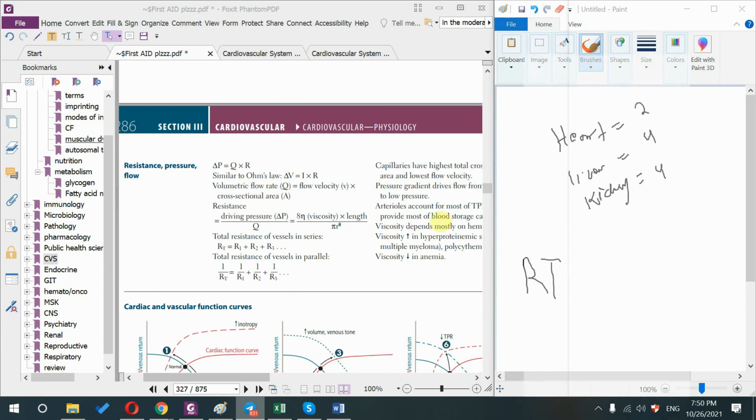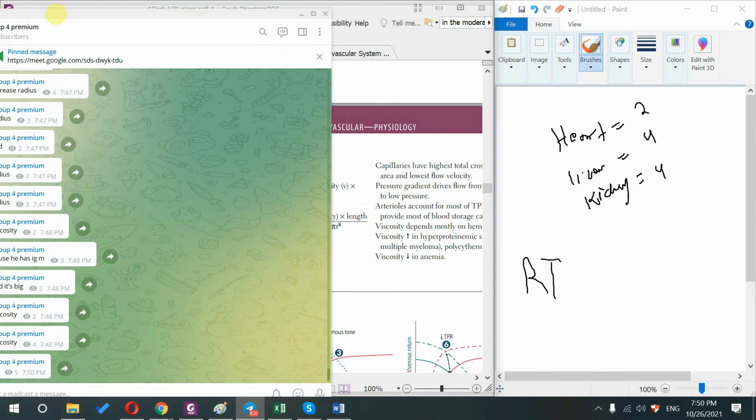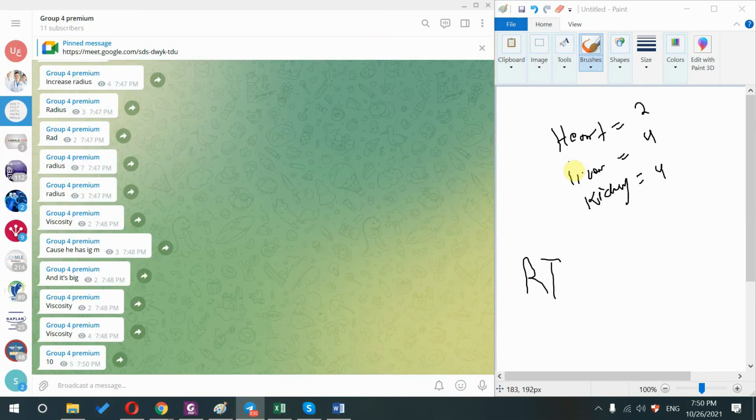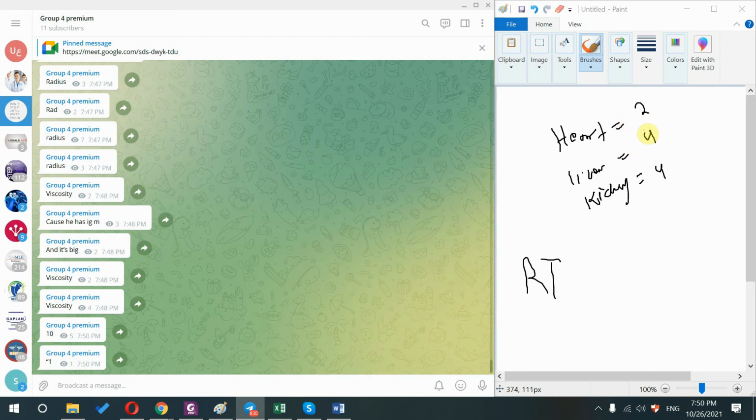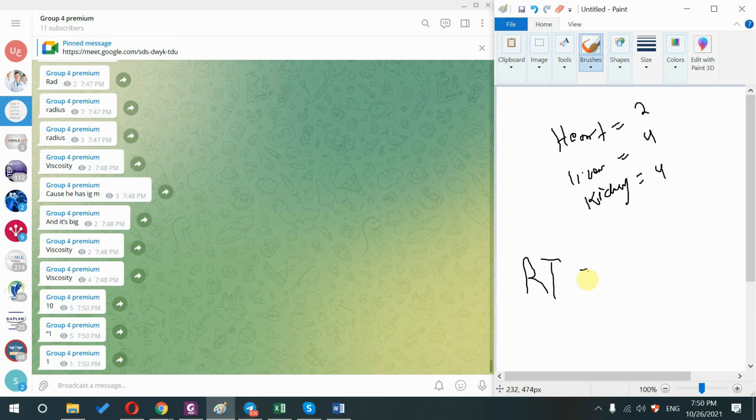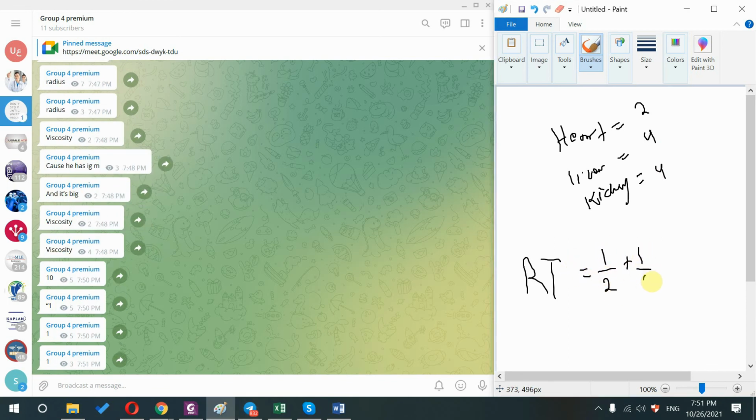Let's see. Someone wrote 10, but these organs are not connected in series. You cannot just add them to each other. You have to do something like this. So it's 1 divided by 2 plus 1 divided by 4 plus 1 divided by 4, because they are connected in parallel, not in series.